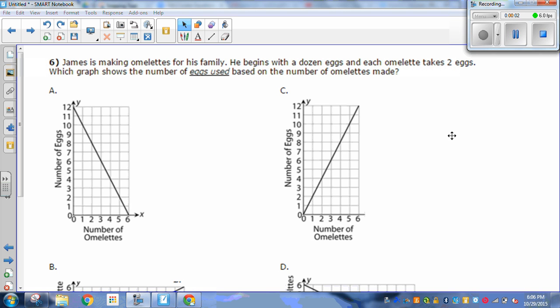Hi guys, here's problem number 6 from the mock test. Let's go ahead and read this one. This was a tricky one that a lot of people struggled with, so let's make sure we read it nice and slowly. James is making omelets for his family.